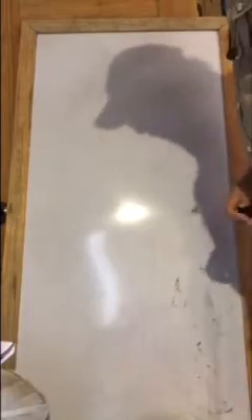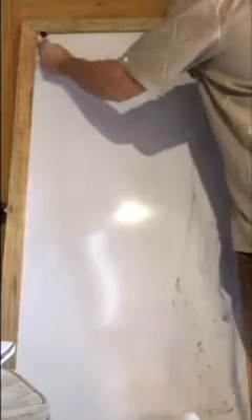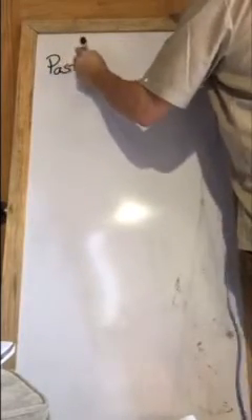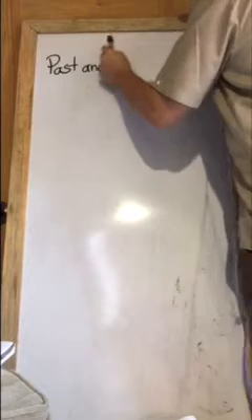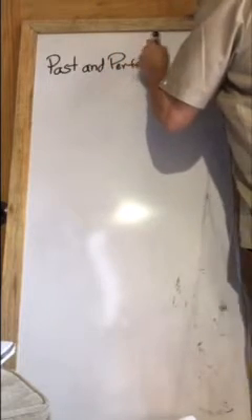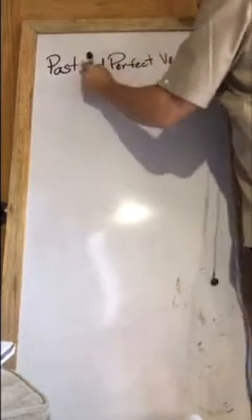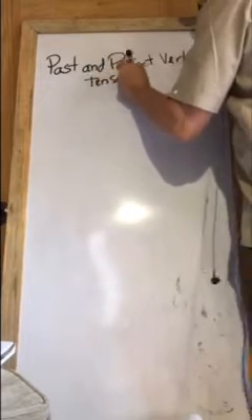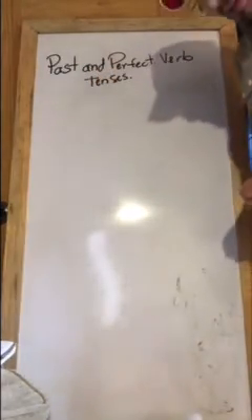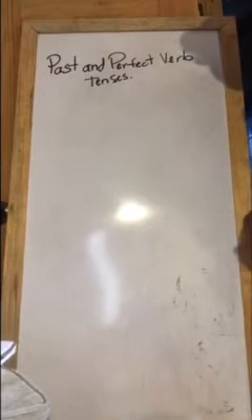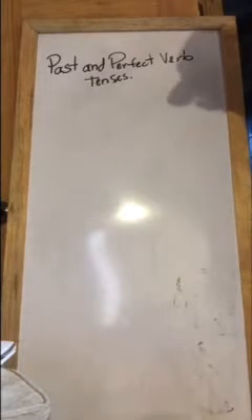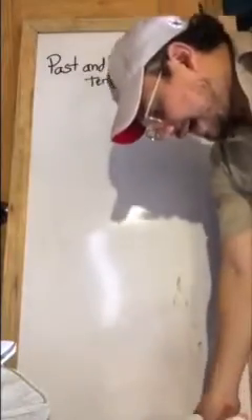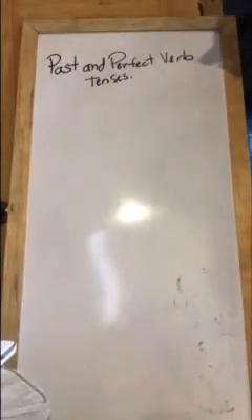Hey guys, as I was explaining in the video before, I was explaining the theory of the topic. We are going to do past and perfect verb tenses. Now, as we said before, these past and perfect verb tenses are tenses of things that have happened before or that had happened before an action.